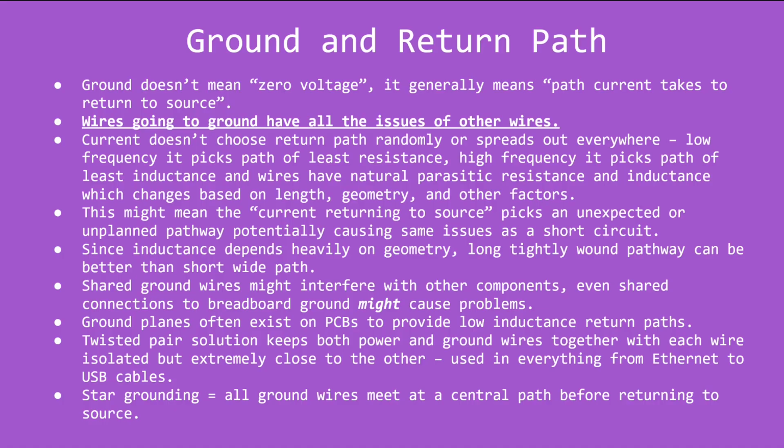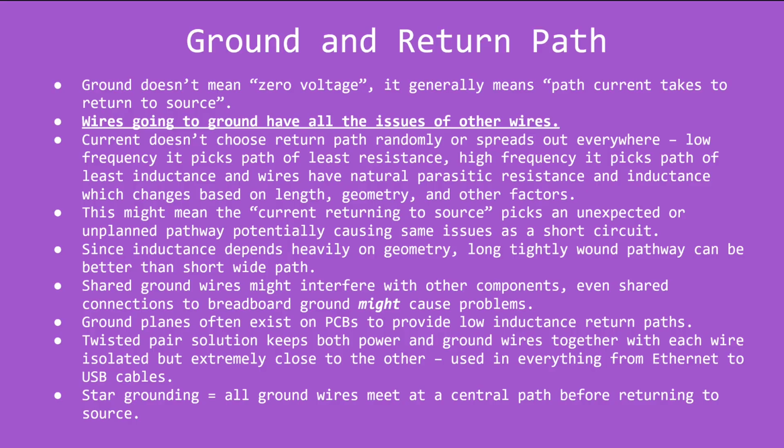Now, let's move on to talk about ground and return path. A common misconception, especially for beginning hobbyists, is that ground means zero voltage, and actually it doesn't. You may have looked at every circuit when I did Ohm's law, and you're like, okay, when it finally gets to ground, it says 0 volts. Well, that's a simplified simulator. Ground is actually a path. Ground is the path that current takes to return to source.